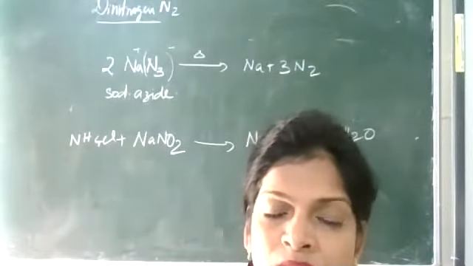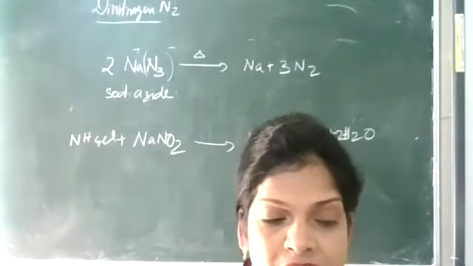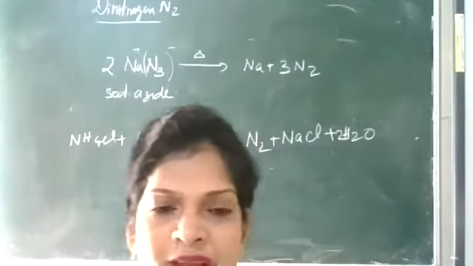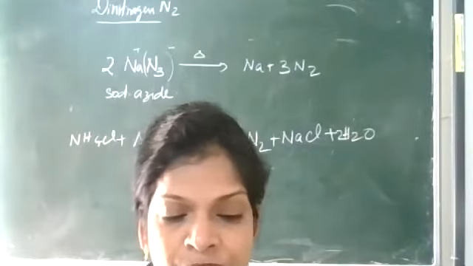Now we are moving to the famous compound ammonia, NH3. Ammonia is manufactured by the Haber process: N2 plus 3H2 gives 2NH3.